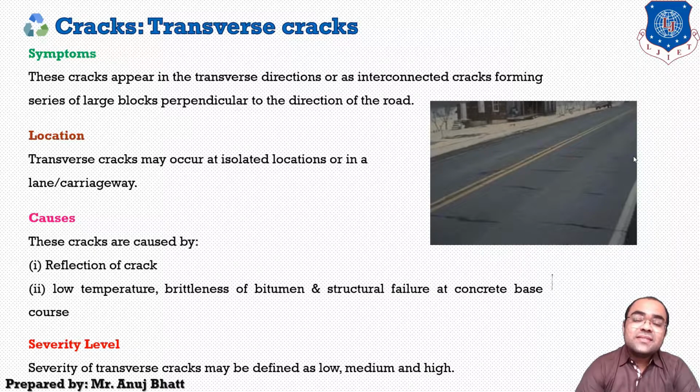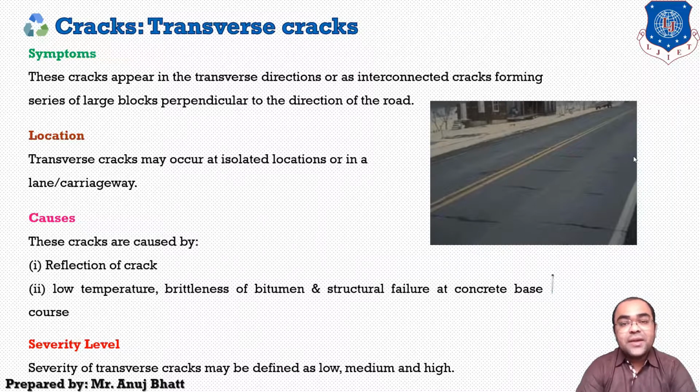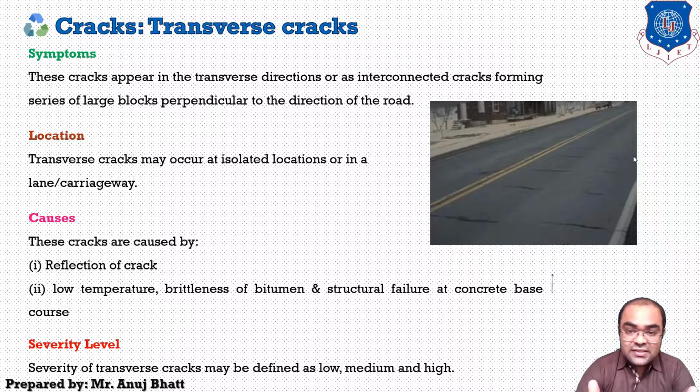Talking about the causes, this transverse cracking may occur due to the reflection of cracks or the joints in an underlying pavement layer. The low temperature, the brittleness or the oxidation of bitumen are the reasons for such cracks. Okay, transverse cracks are usually formed due to shrinkage of bituminous mix on account of low temperature.